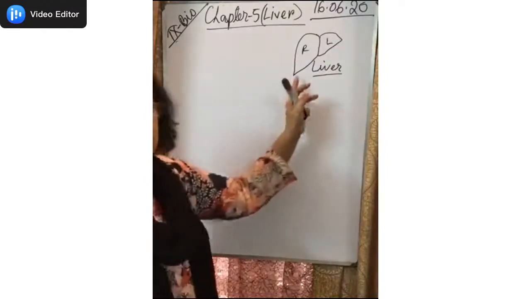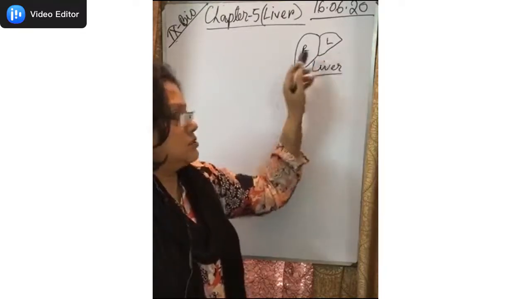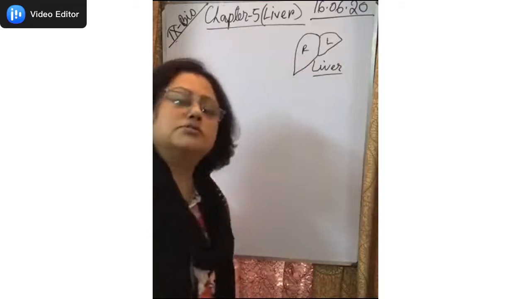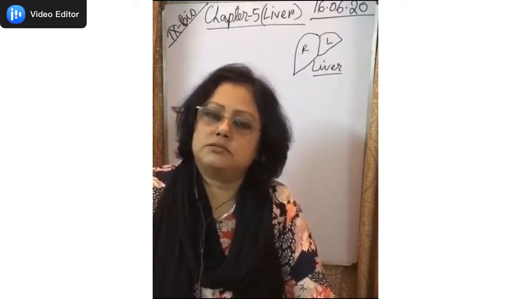How does the liver look? It looks like this. See the picture? It has two lobes. Later I will explain. So, you know every question will start with a heading. So, what would be the heading for this?